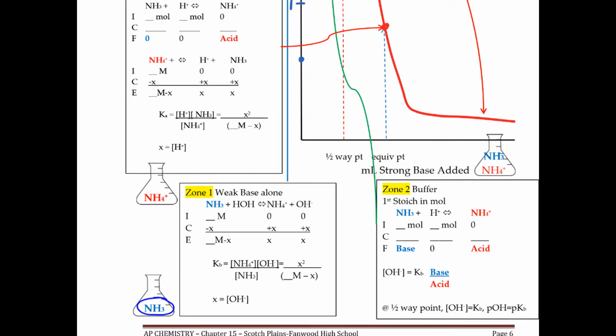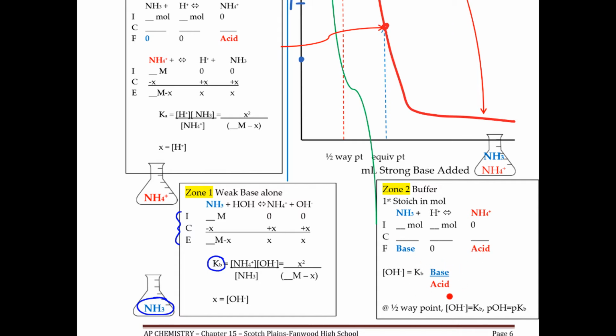How do you handle a weak base? You do ICE and Kb. And that's going to be the initial of the titration. Now, as soon as you add any drops of H plus into the flask, you're going to have a reaction, so stoichiometric moles, and it's going to turn into a buffer because the H plus will run out, and you're going to have a bunch of base and a bunch of acid from the weak base's conjugate acid.